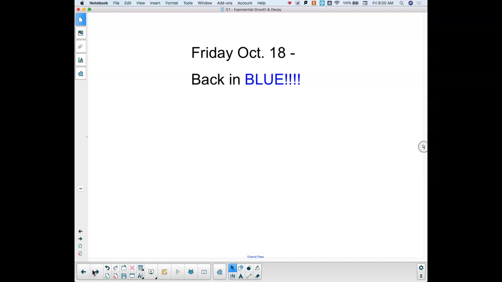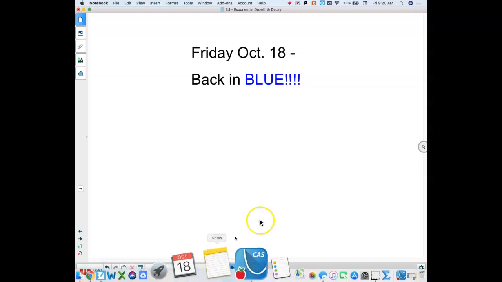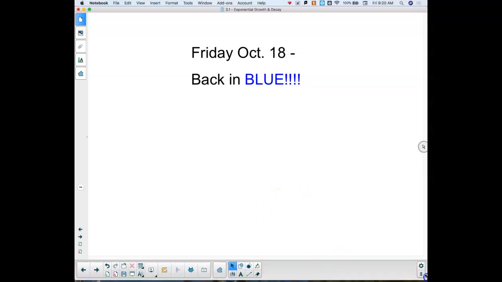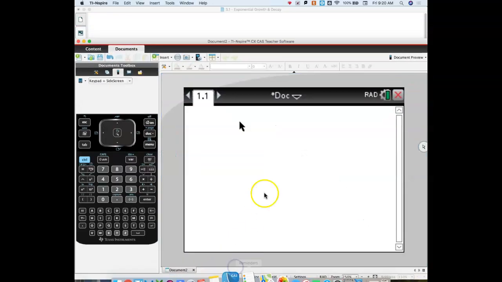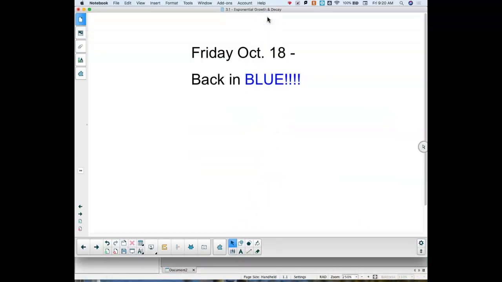So we're back in the blue. Again, you need a calculator for today. If it's a graphing calculator, that's fine. If it's a non-graphing calculator, that's fine also. I have to bring this up just a little bit so that I can have that underneath there. So I have my calculator and I'm ready to go.